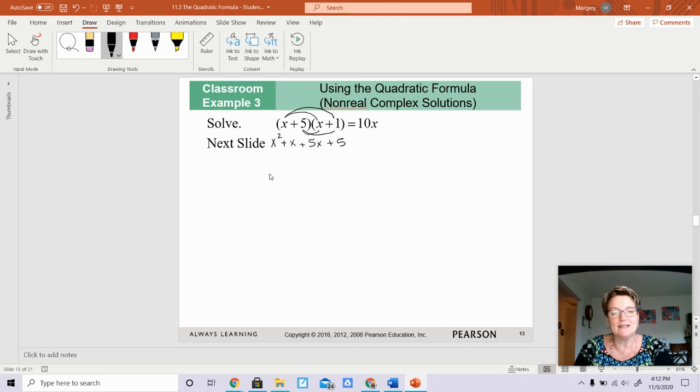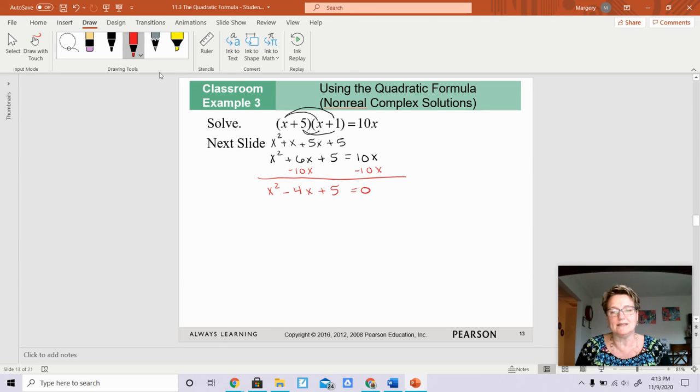I'm going to combine like terms. I'm left with x squared plus 6x plus 5. I got 6x because x plus 5x is 6x, equals 10x. Now, because I have to have this set equal to 0, I'm going to move the 10x over. So I'm going to subtract 10x from both sides. And I'm left with x squared minus 4x plus 5 equals 0.